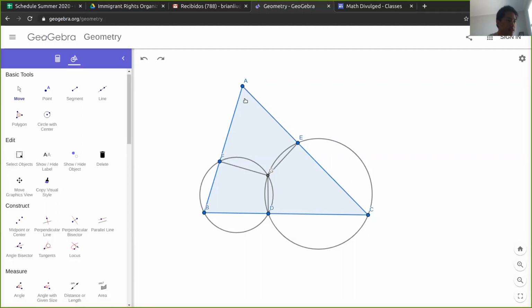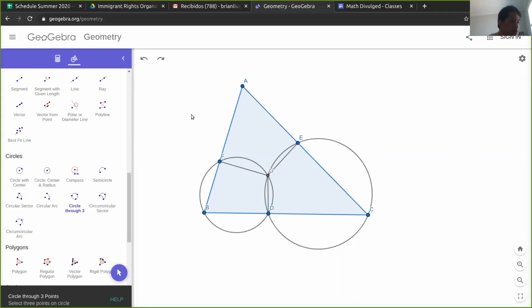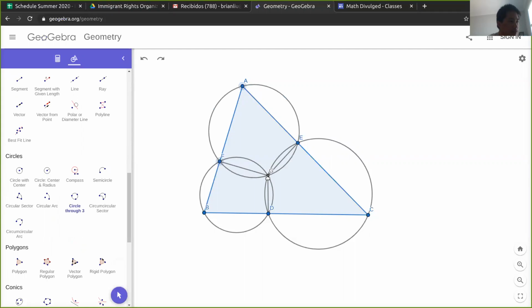So since angle A plus angle G is 180 degrees, we do have that these three circles go through the same point. That these 4 points lie on a circle, and so these 3 circles, if we define this circle as the circle going through AEF, they concur. Right? This is Miquel's theorem, I think.